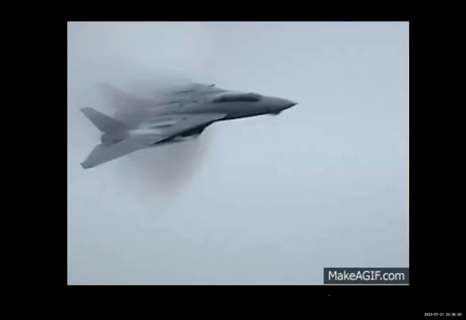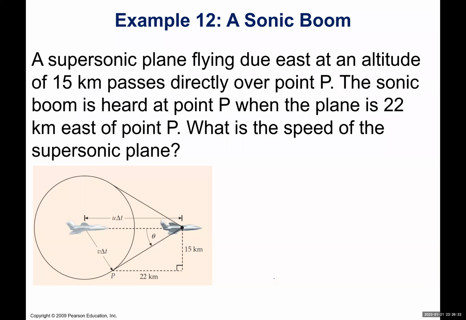The airplane is moving and generating the booms. So let's look at an example dealing with this type of scenario. If a supersonic plane flying due east at an altitude of 15 kilometers passes directly over point P, the sonic boom is heard at point P when the plane is 22 kilometers east of point P. What is the speed of the supersonic plane?